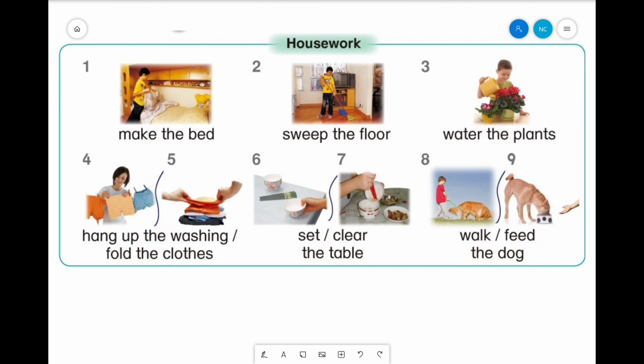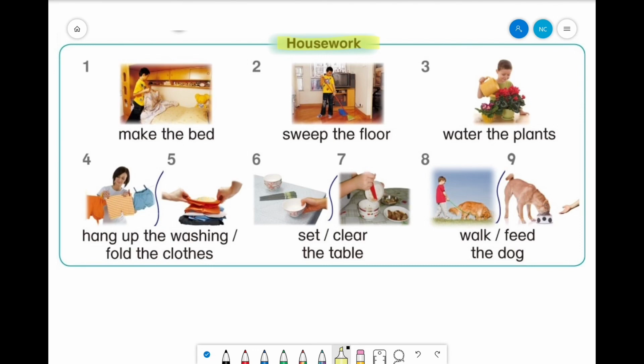Before we start the lesson, please take your Longman Elect Book 2B and turn it to page 5. Housework. Housework is things that we do at home to make our home better. Do you help your parents by doing housework at home?